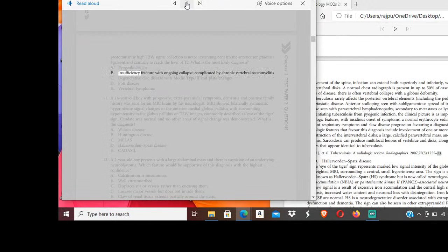A. Pyogenic discitis. B. Insufficiency fracture with ongoing collapse, complicated by chronic vertebral osteomyelitis. C. Degenerative disc disease with Modic type 2 end plate changes. D. Pott disease. E. Vertebral lymphoma.